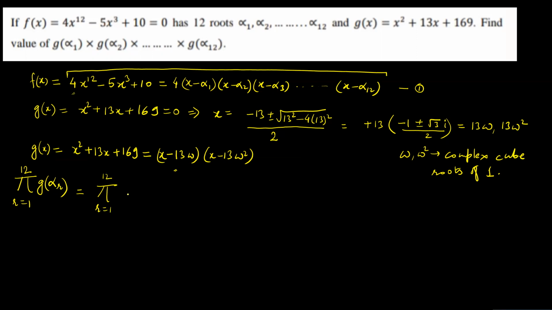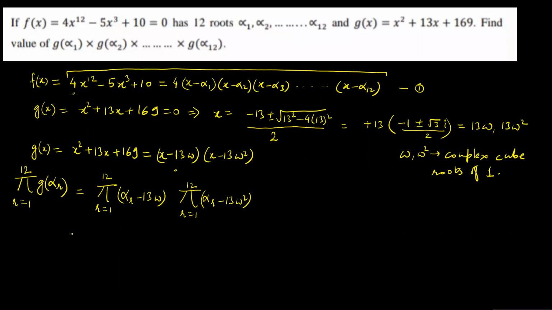Now g(x). So instead of x, we have to substitute alpha r. So this is (alpha r - 13 omega)(alpha r - 13 omega square). So we can split the product. We can write r = 1 to 12, and we can write here (alpha r - 13 omega square). Now this is the product of (alpha r - 13 omega), right? So this alpha r we have to substitute over here in the first one.